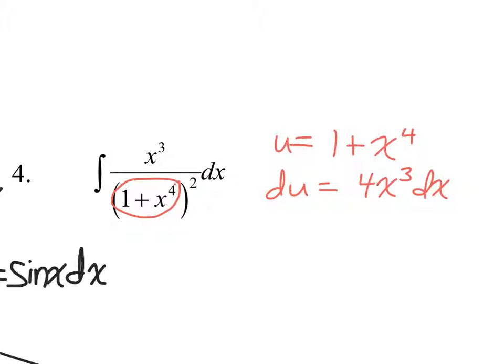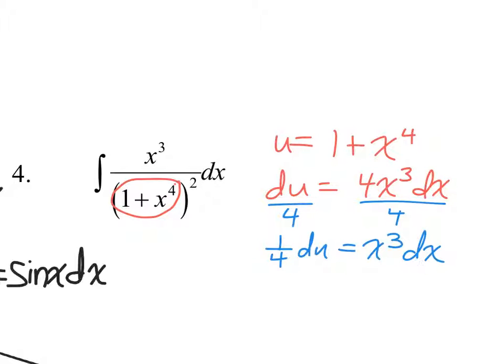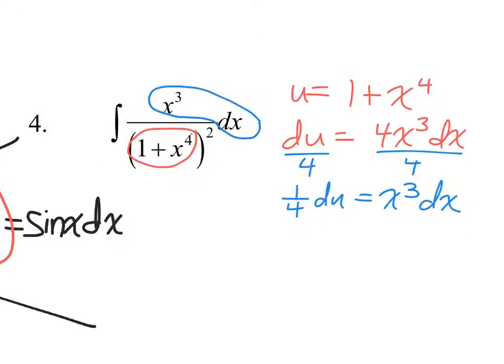All right. So I'm looking at what I have here and what I need for my integral. I don't see a 4 in the integral, so let's get rid of that 4. I'm going to divide it from both sides. So 1/4 du is equal to x cubed dx. That allows for a clean substitution. It tells me that I can replace my x cubed dx with 1/4 du. All right, so I'll do that.